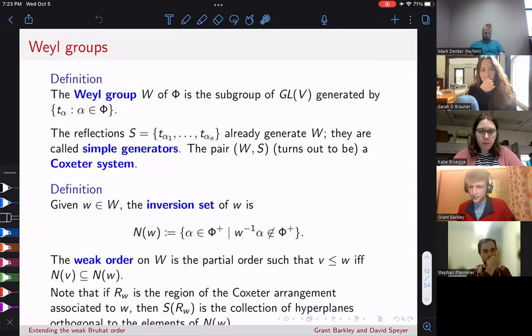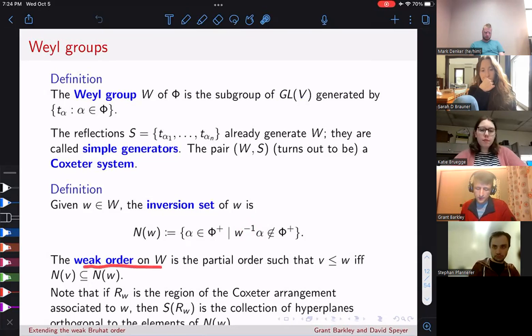Now let's define the weak order for an arbitrary Coxeter group. So first of all, I'm going to define what is called the inversion set of an element. For permutations, this will turn out to coincide with the usual notion. What it is: I take all of the positive roots which are sent to negative roots by w inverse. And the inverse here is just a left-right thing. It's not a big deal. And now the weak order on our group is the partial order given by containment of inversion sets.